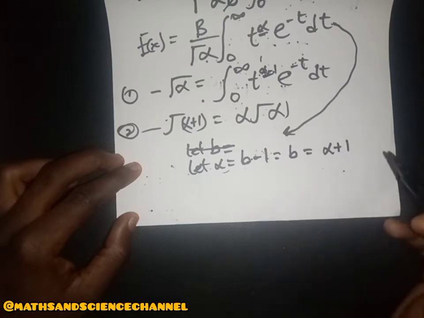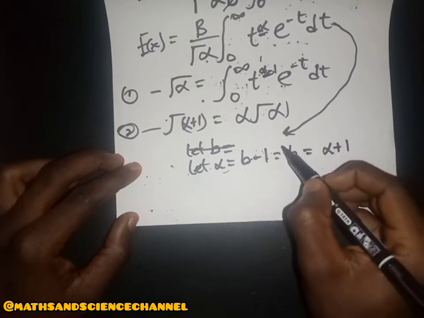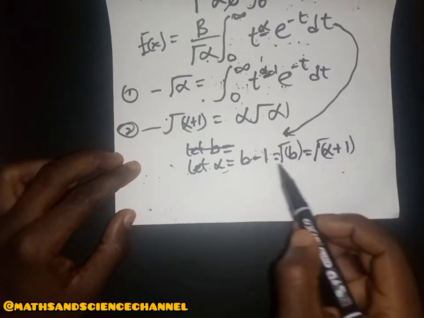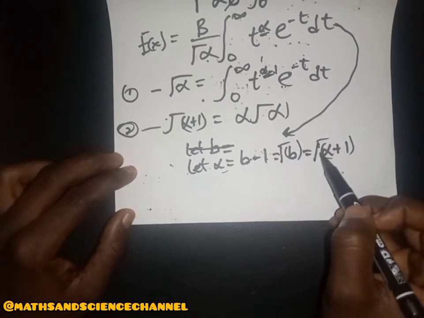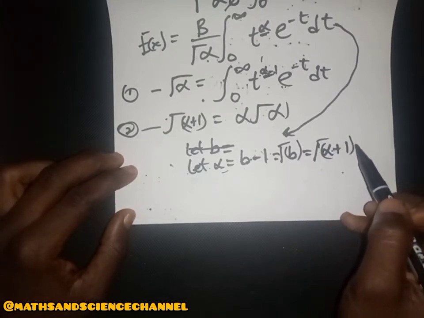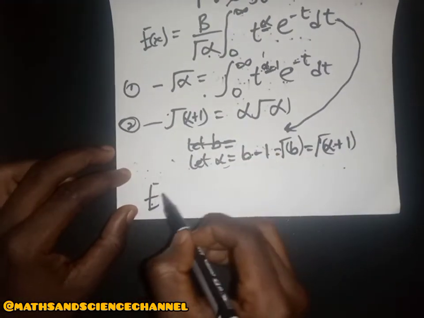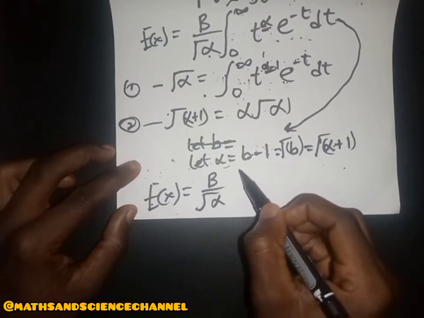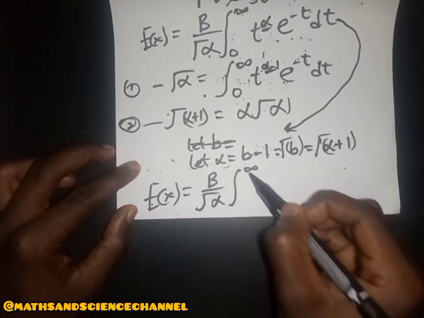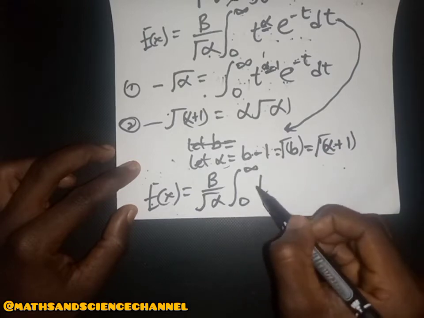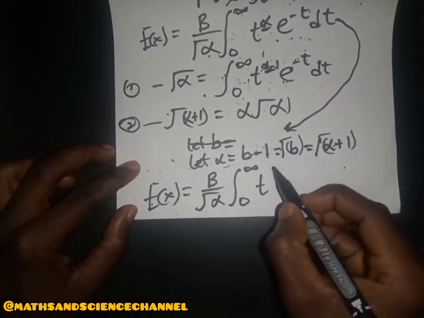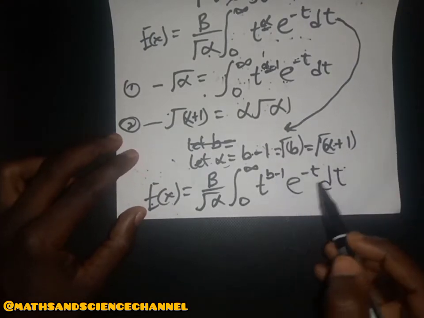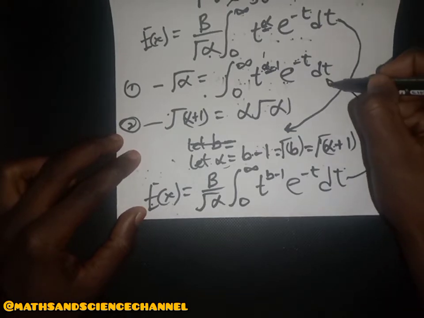when I add gamma on both sides, we get the gamma of b is equal to the gamma of alpha plus 1. So if that is the case, let's write the whole of this again. We have beta over alpha, and then t to the power b minus 1, because alpha here we said is b minus 1, e to the power minus t dt. Now let's compare this to the gamma distribution again.